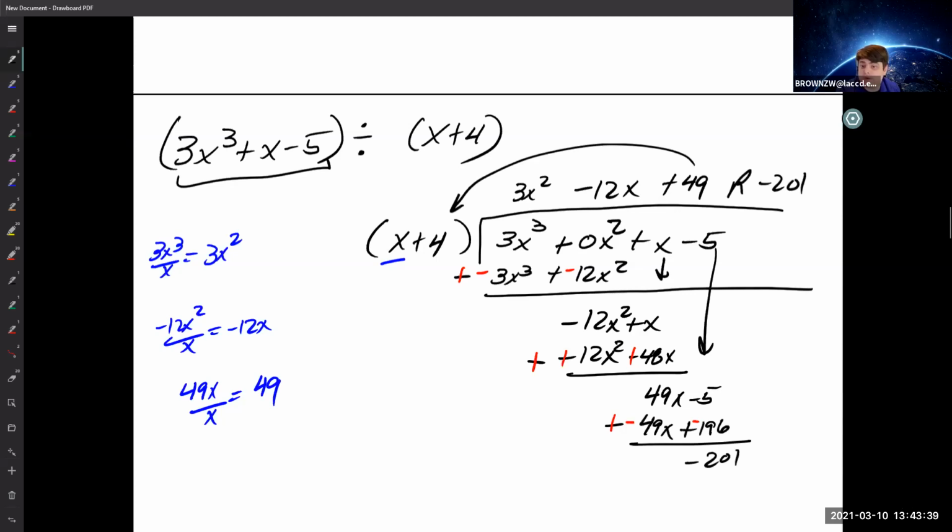And if we're writing this as one big term, we would write this as 3x squared minus 12x plus 49, and that's going to be minus 201 over x plus 4. Which I'm going to write it like this, or subtract that off. Okay. Any questions on this last example?